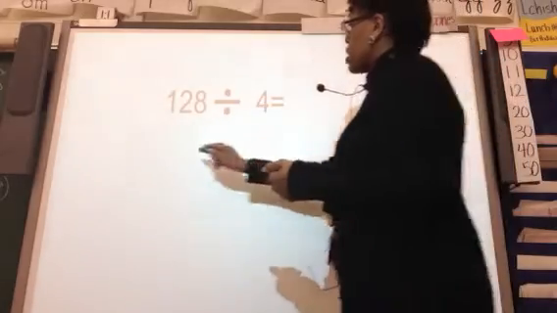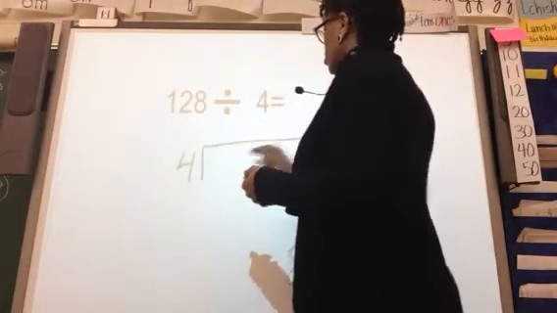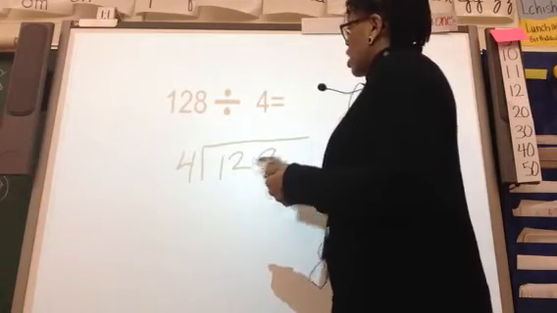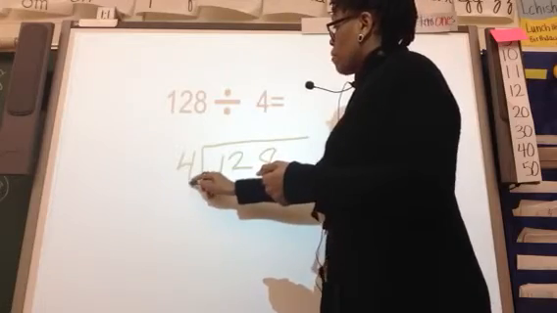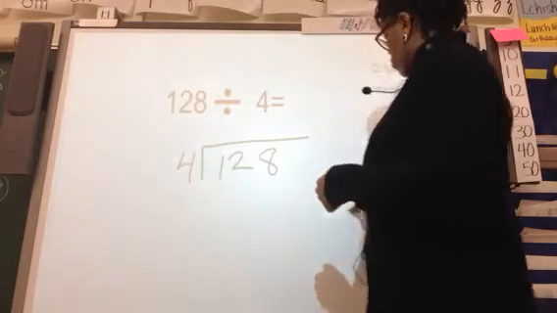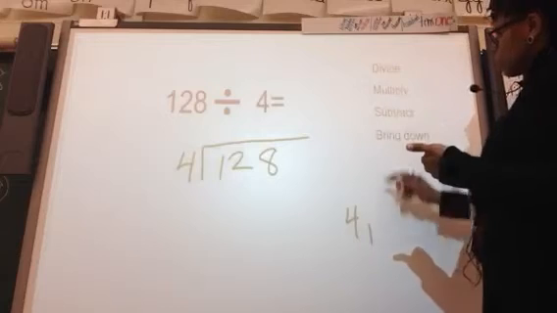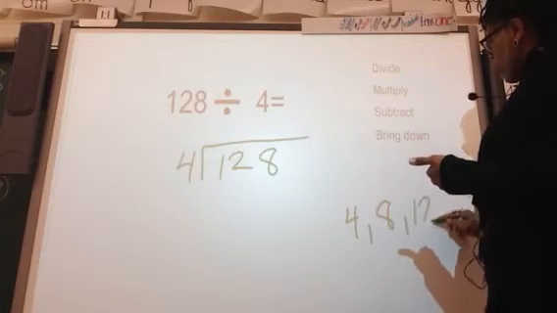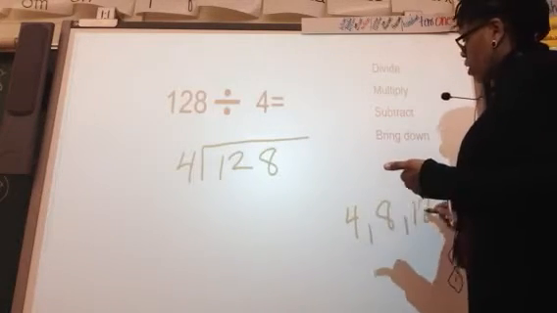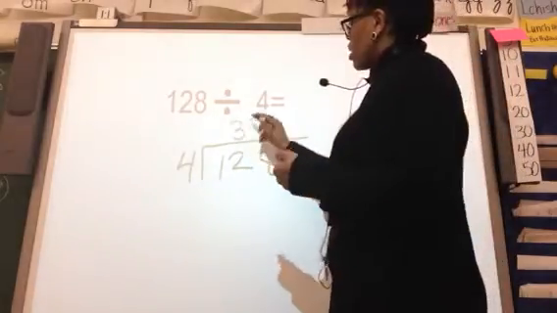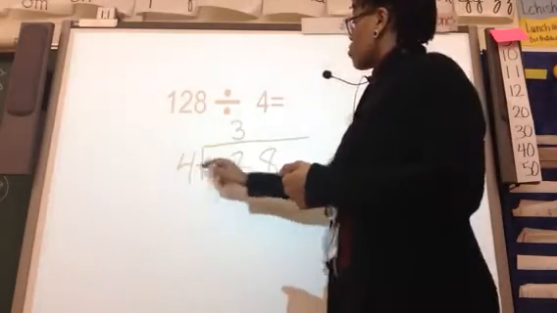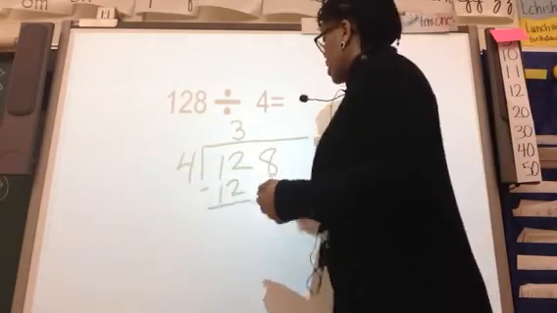Alright, you should have unpaused it. You're coming just to check your work. So let's set this up. How many 4s fit into 1? It can't. How many 4s fit into 12? 4. This is your division. 8, 12. So it lands right on it. Put your 3 up here, now you multiply. 3 times 4 is 12. Subtract that out, that's 0.